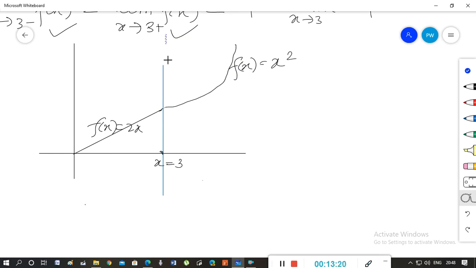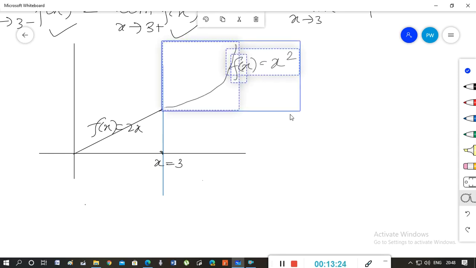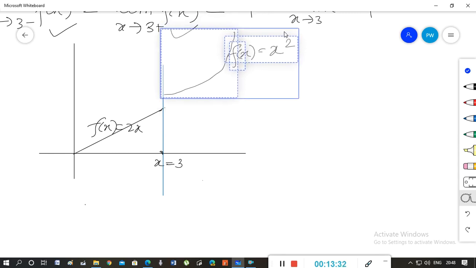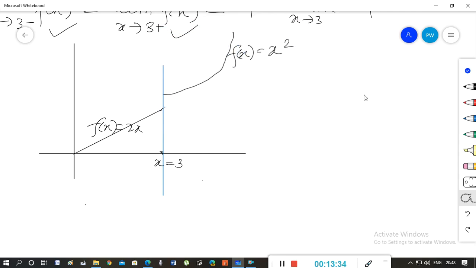It's just like the objects, how we select in words. It gives the feeling as that. I just moved it a bit up because I don't want them to meet at the particular point. So f of x is equal to x square. This particular function is to the right, and f of x is equal to 2x. This particular definition of a function is to the left at x is equal to 3.